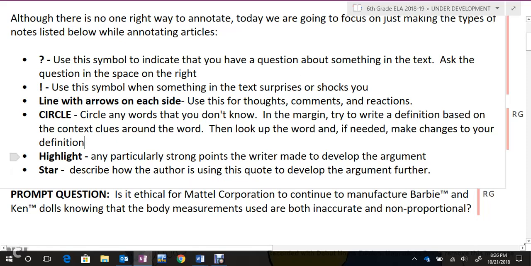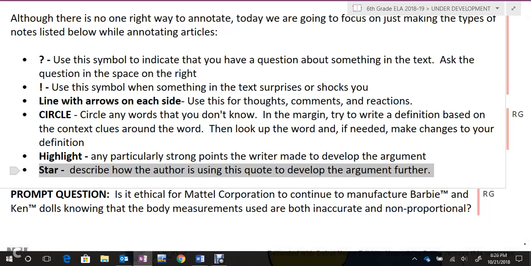You'll highlight parts where the author makes particularly strong points to develop their argument. And then you'll put stars next to things. Generally, this will go with the ones that you highlight, or maybe underline. If you don't have a highlighter, just underline it. And you'll put a star next to it, or you'll put a line and a star to describe how the author is using that quote, what is making that particular point effective.